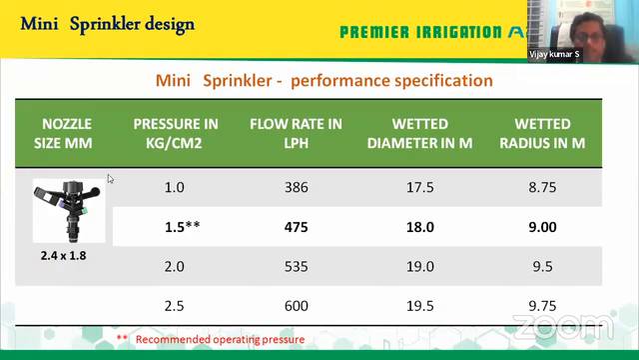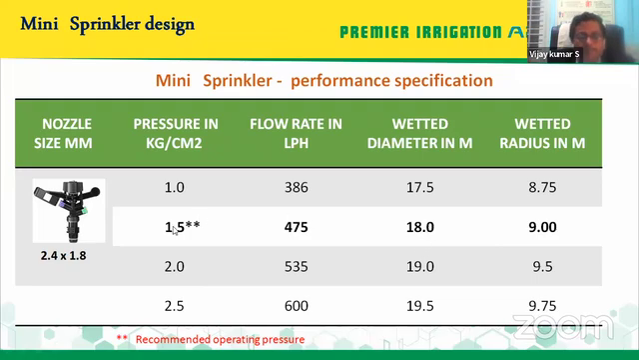So this is the mini sprinkler specification. At various pressures, there are three important parameters: pressure, flow, and diameter. At 1 kg, it is going to give 386 liters per hour, and the diameter that it is going to cover is 17.5. If you increase your operating pressure to 1.5, it will have a flow rate of 475 liters per hour and a better diameter of 18 meters.